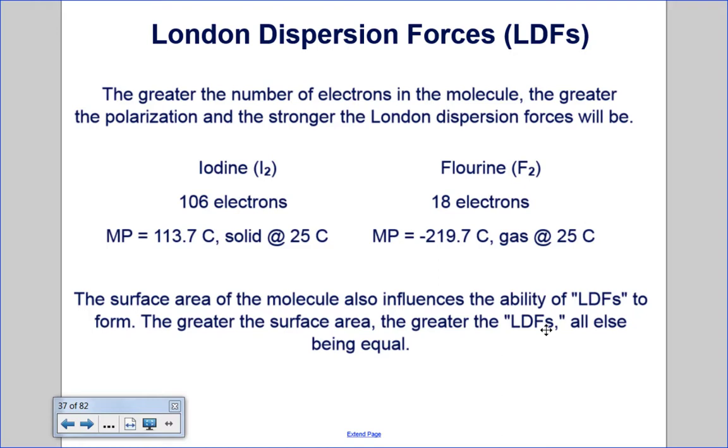Take iodine. An iodine molecule has 106 electrons. Therefore, it has a melting point of over 113 degrees. Iodine, as we know, is a solid at room temperature. Fluorine, on the other hand, only has 18 electrons. Its melting point is a very low minus 219.7 degrees Celsius, and it's a gas at room temperature.